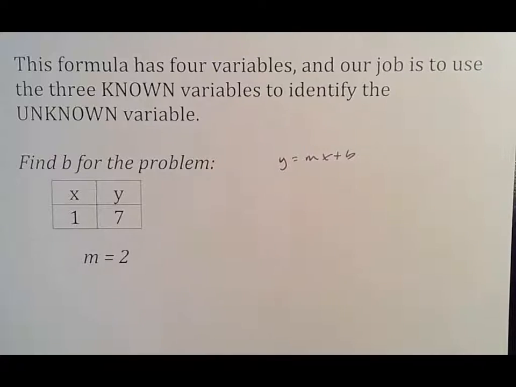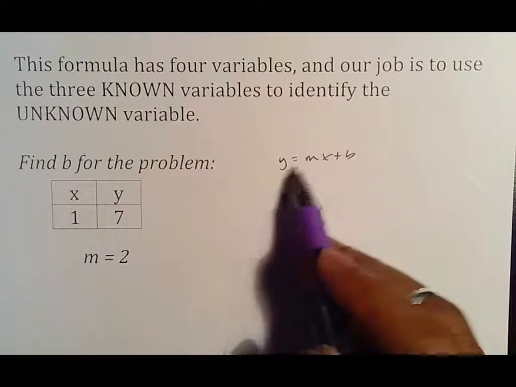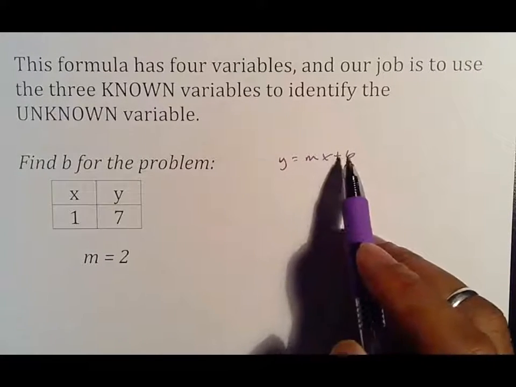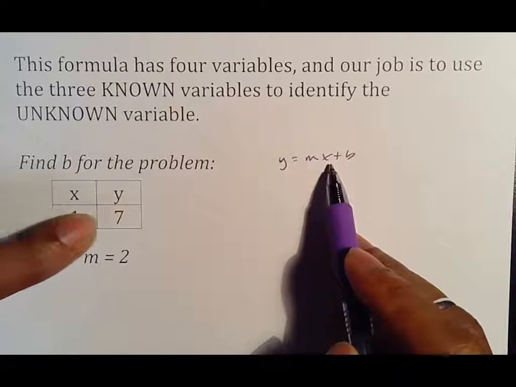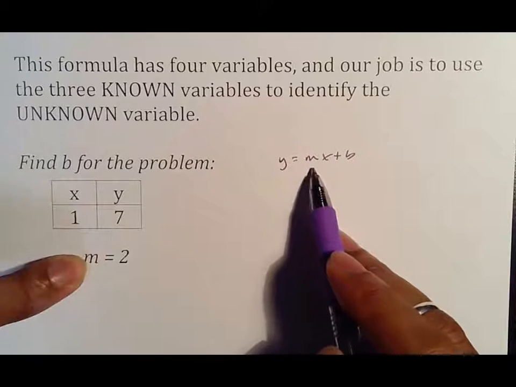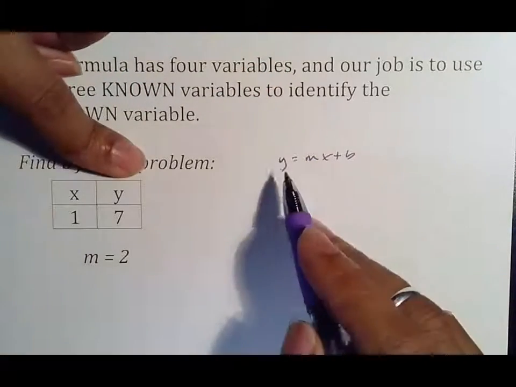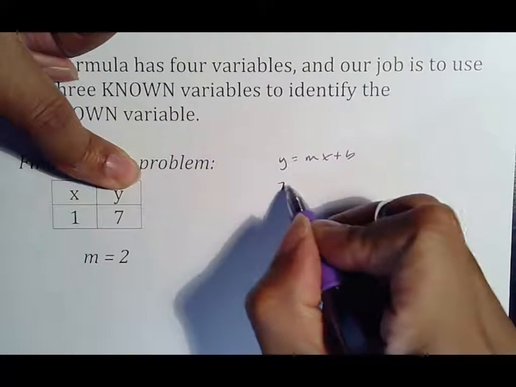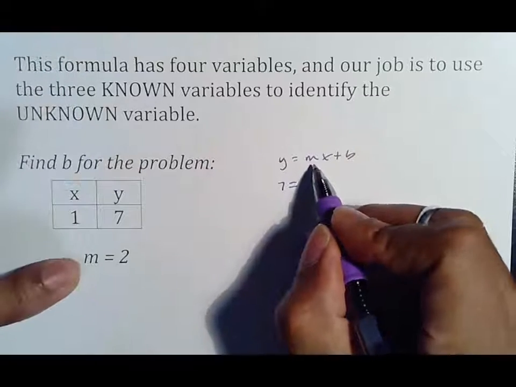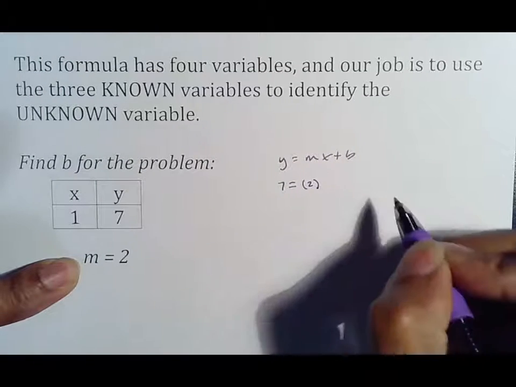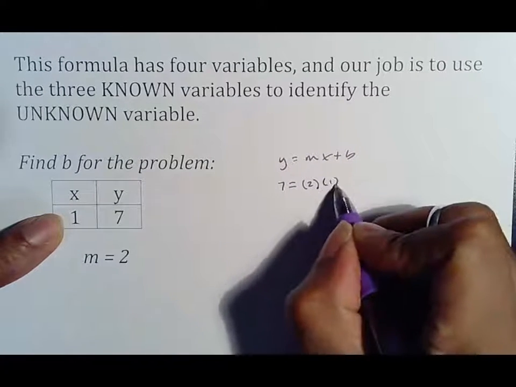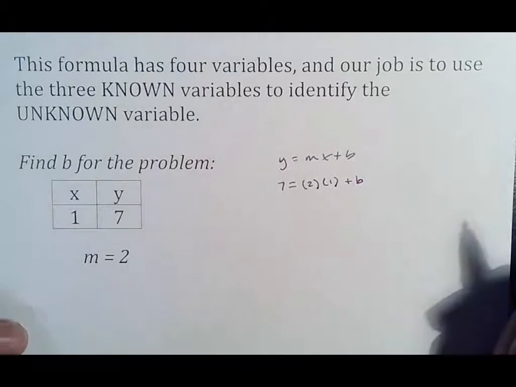Here's what happens. There are 4 variables that we can't do any kind of solving for, but we do know the value of x, we know the value of y, and we know the value of m, which means that there's really only one variable, because what we're going to do here is plug in what we know. Y is 7, so put a 7 in for y. M is 2, so because it's attached to x, I'm going to use parentheses. X is 1, and we do not know b.